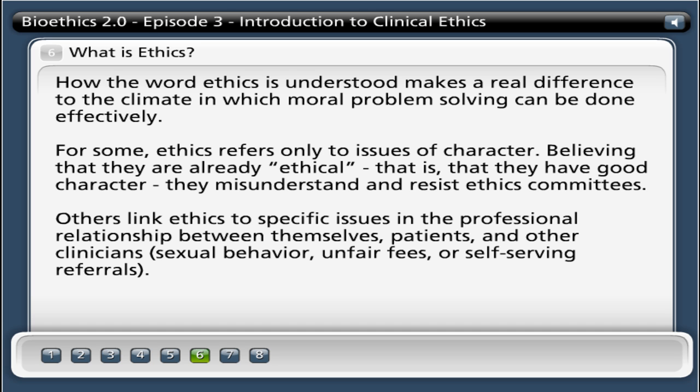Others link ethics to specific issues in the professional relationship between themselves, patients, and other clinicians, such as sexual behavior, having unfair fees or self-serving referrals. While typically these are seen under the rubric of ethics, ethics is a much more broad category to describe the moral issues that arise in clinical medicine, and we will talk about that next.